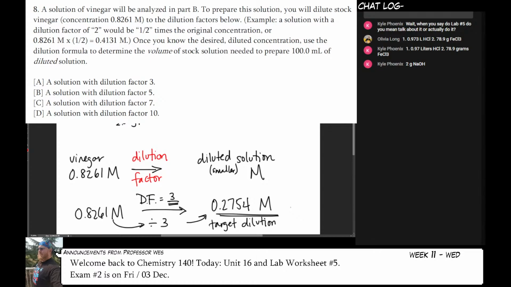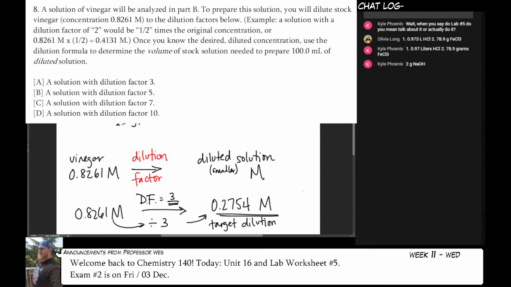So you divide 0.8261 by the dilution factor. And so you get that. So that would be 3. So you should be able to do 5, 7, and 10 by just dividing 0.8261 by 5, and then divide 0.8261 by 7, and so on and so forth. And so you'd get those numbers.